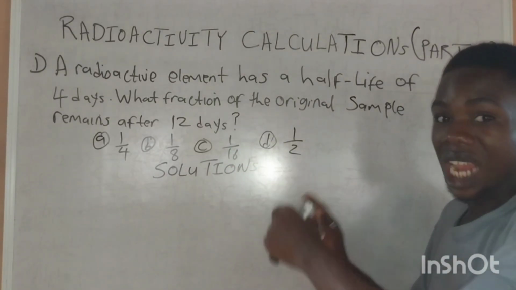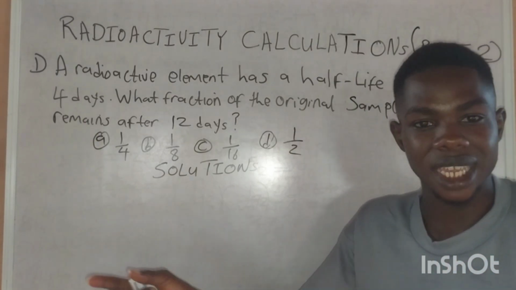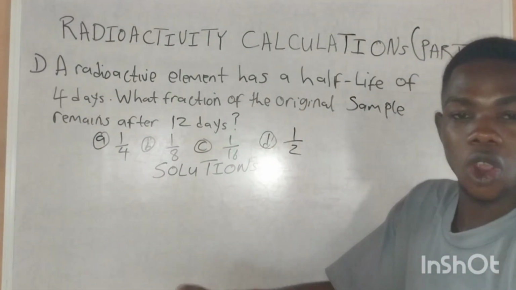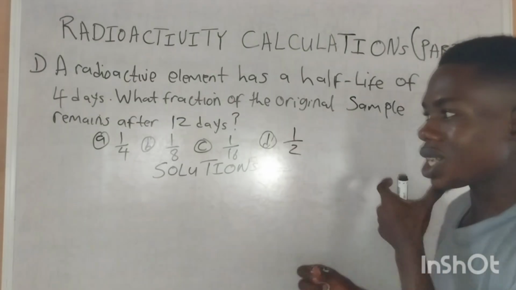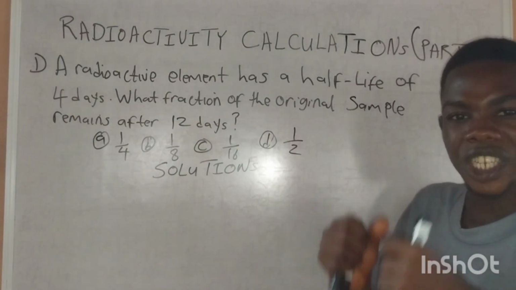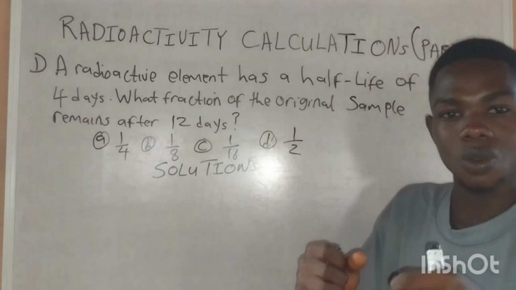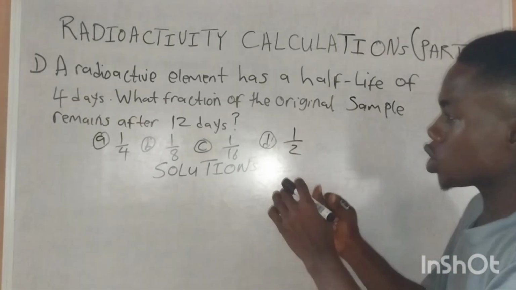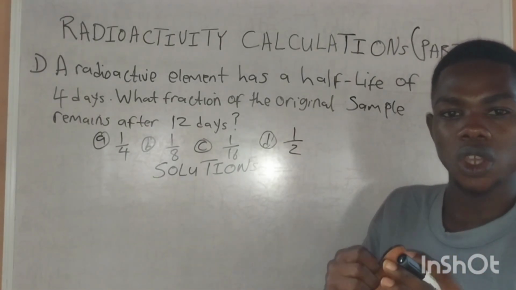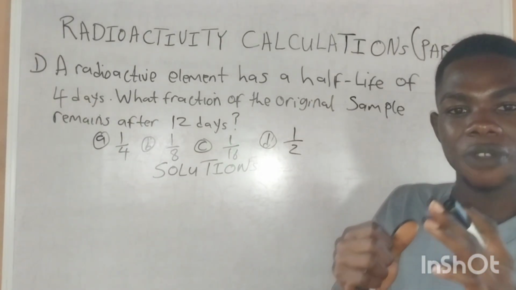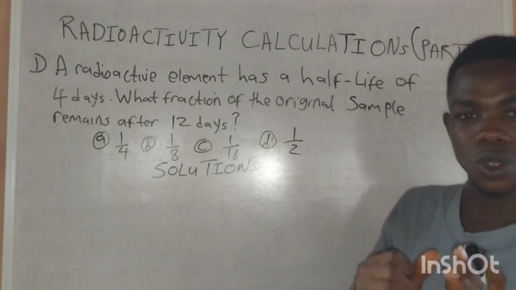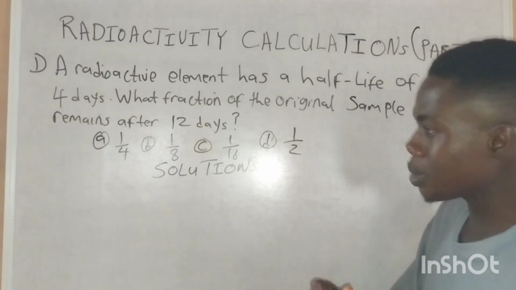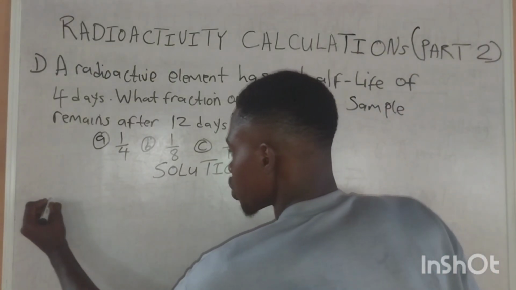Now they are telling us to calculate the fraction left, not the fraction that was decayed, or the general fraction of the sample of the radioactive element. But rather they're telling us to calculate the fraction that is left. Now, in the course of today's lesson, I'll be showing us an important formula for calculating fraction left. So please take note of this formula.